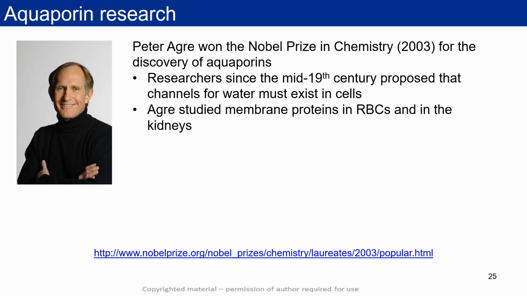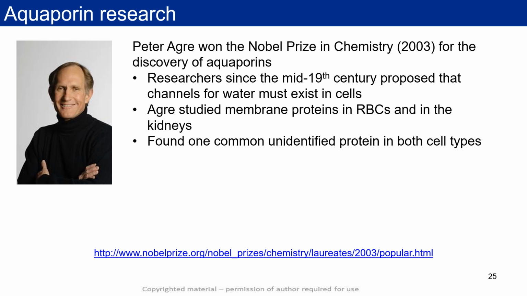Dr. Agre studied membrane proteins in red blood cells and kidneys. These cells have very different morphologies and functions, but both need to move water across their membranes. Red blood cells need the ability to move water because the body's hydration level can change quickly, which changes the amount of water present in circulating blood. And kidneys are involved in creating urine, which is one of the main ways the body can homeostatically control the body's water content.